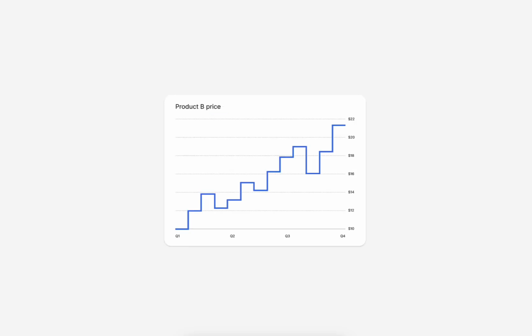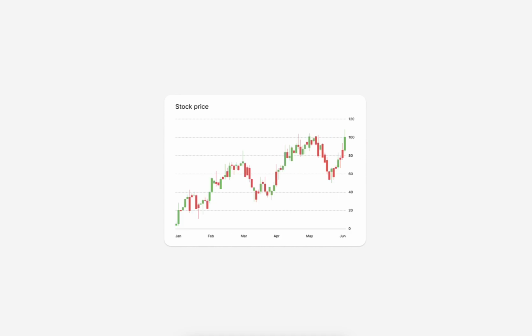The step chart is a variation of the line chart with sharp edges to show changes over time. It's employed to visualize discrete changes such as pricing adjustments over time. And lastly, a candlestick chart is a financial chart displaying open, close, high, and low prices. It's used for analyzing financial data such as a stock price movement.